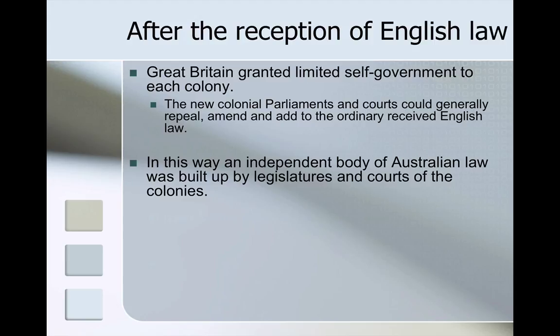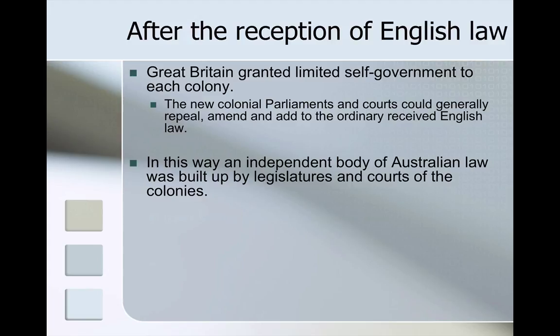And so what we saw over time was an independent body of Australian law being built up by the legislatures and the courts of the colonies. The time then came in the late 19th century for Australia to gain even more independence from Great Britain. Throughout the 19th century, Australia was very much just a colony of Great Britain, an outpost of Great Britain. It was not its own nation state.